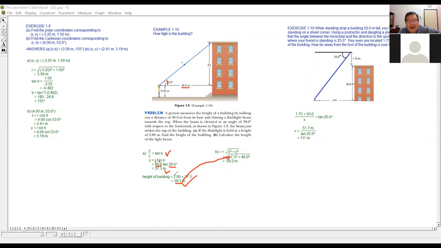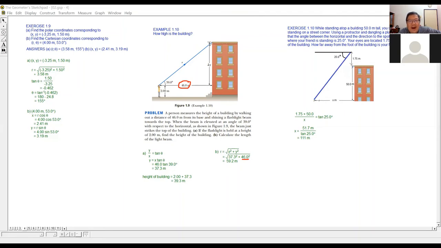Sorry, this is not the x. This is the height of the building. What am I drawing? Okay, right. How much is the x? The x is this, 46 meters. Oh yeah, the x is 46, correct. I typed the wrong value. Okay, right. So the value of x is 46, right? So we have the 46 here.